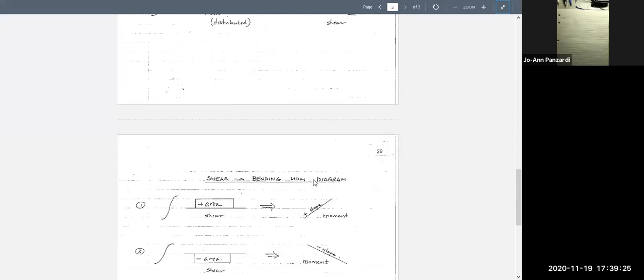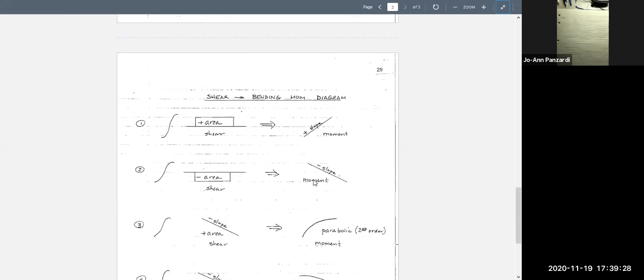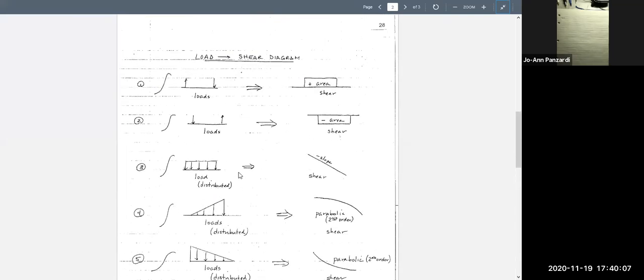Let's take a look at the moment diagram. Everybody with me? When the area of the shear diagram was positive, our moment diagram was positive. When the area was negative on the shear diagram, our moment was negative. If our shear diagram has a negative slope, but a positive area, the shape is parabolic, but it goes up. If you have a negative slope and a negative area, it's still parabolic, but it's going down. I separated these into two different pages, but I think the first page is the best.